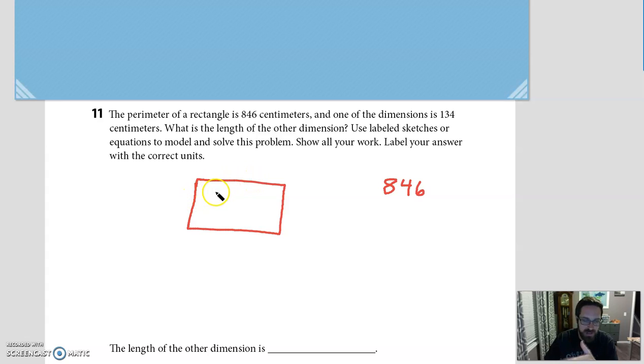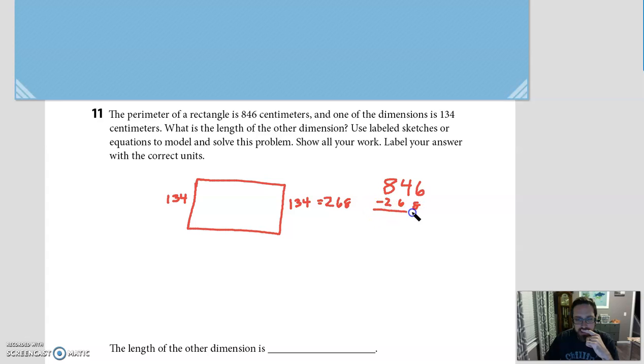Does it matter if it's the length or the width? No, not really. So I'm just going to put 134. But if I know this is 134, I know from my background knowledge of rectangles, this has to be 134. So if I add those two together, that gets me 268. So now if I'm at 268, well, let's think.